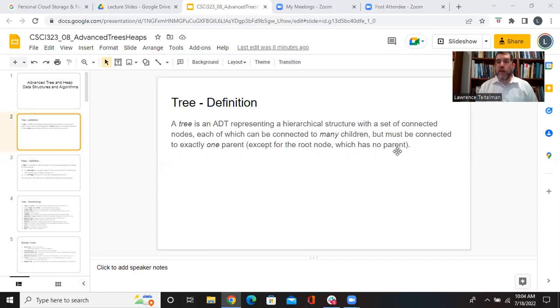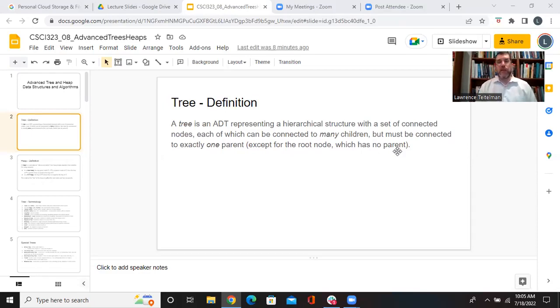And you can write it in the chat if you like. So flat, or a list, right? An array is just a plain flat structure.